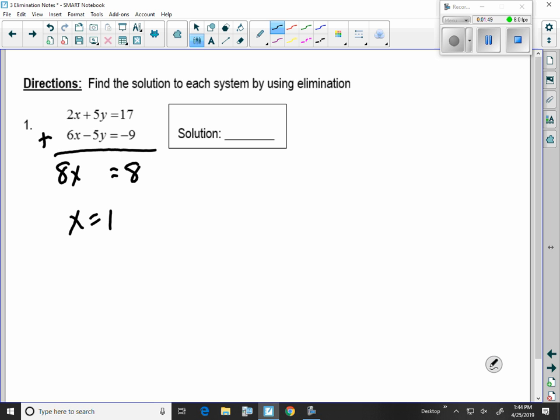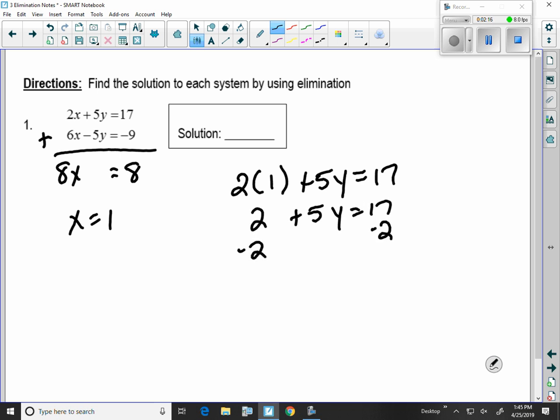All right, once we have one of the variables, so here we have x, how do we get y? Plug it in to one of these original equations. It doesn't matter which one, you can choose. And then from here, it's just solving and getting y by itself. So 2 times 1, we'd have 2. Make sure when you get done, you have an x and a y for your coordinate.